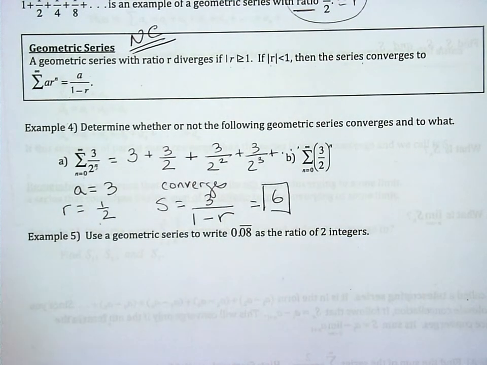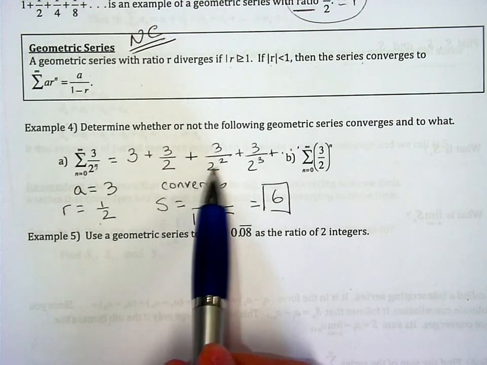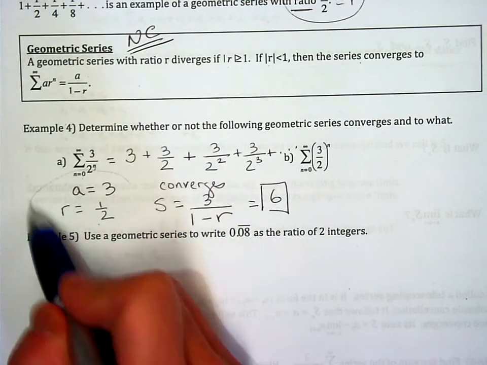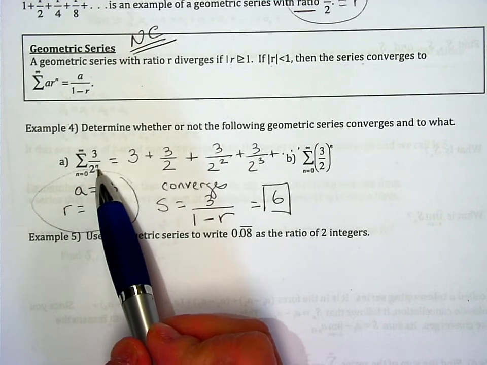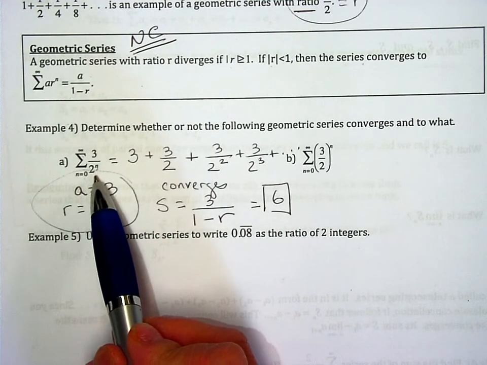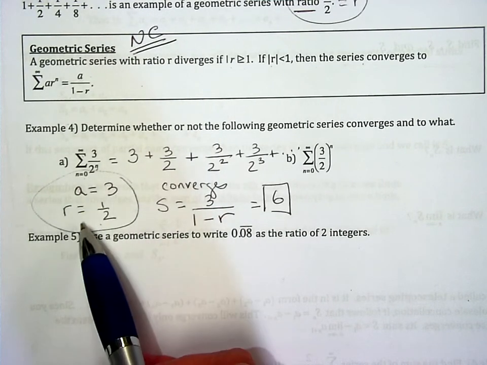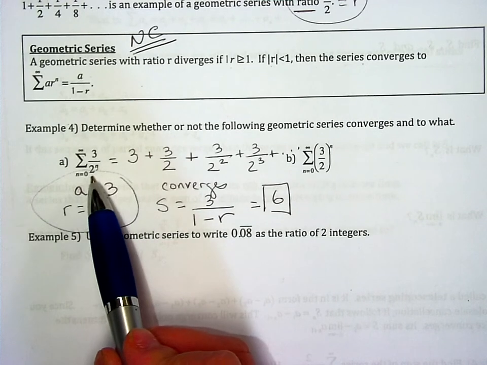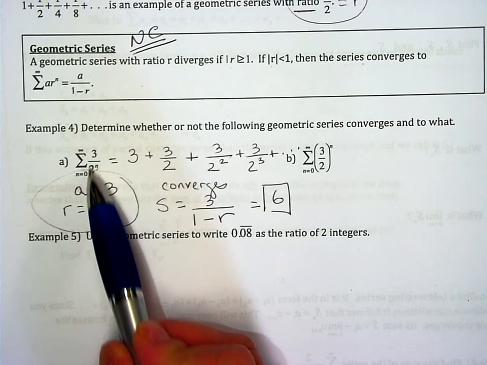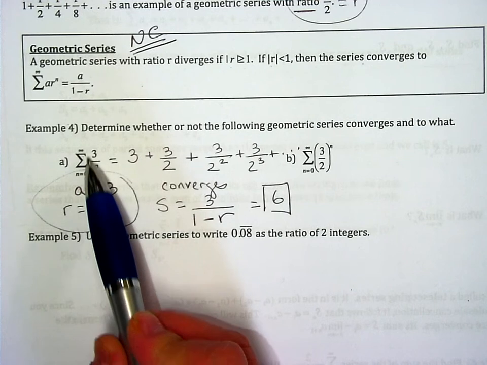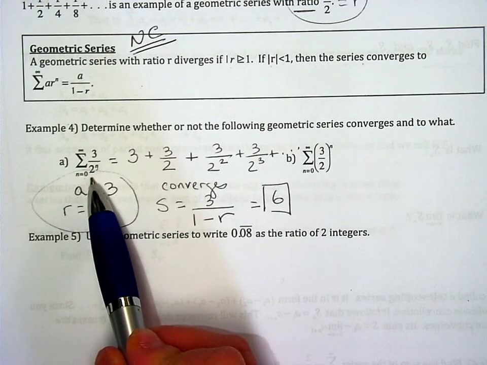Now, it is not necessary to write out these terms to pick out these two pieces. I can see clearly the first term will be 3. Your R value is going to be what you're multiplying by every single time, so it's really the number that just gets raised to the nth power. So notice whatever is getting raised to the nth power in this first example is just 1 over 2.